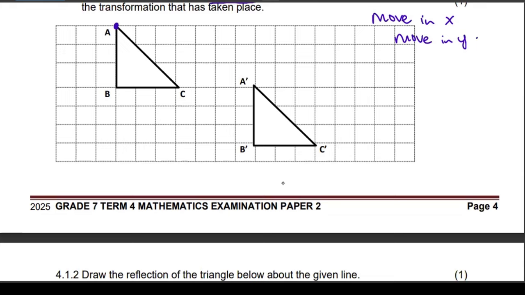How many blocks did A move to the right? How many blocks did A move to the bottom? Okay, so the bottom we have 1 block, 2 blocks, 3 blocks, because we can find A here. So from there up to there, it's 3 blocks. And then from here up to here, it's going to be 1, 2, 3, 4, 5, 6, 7.